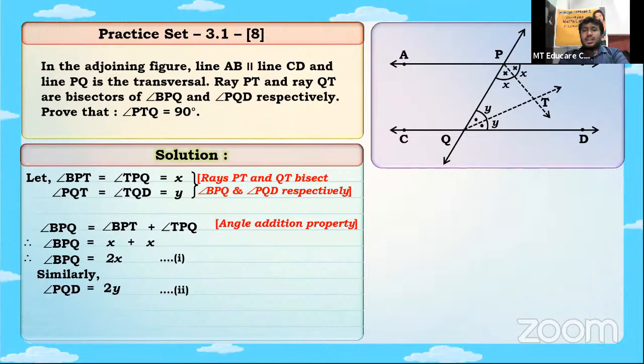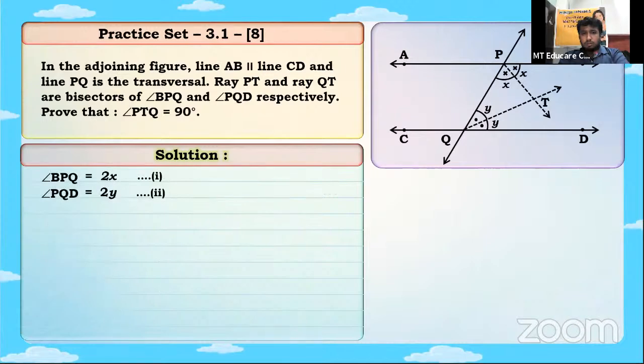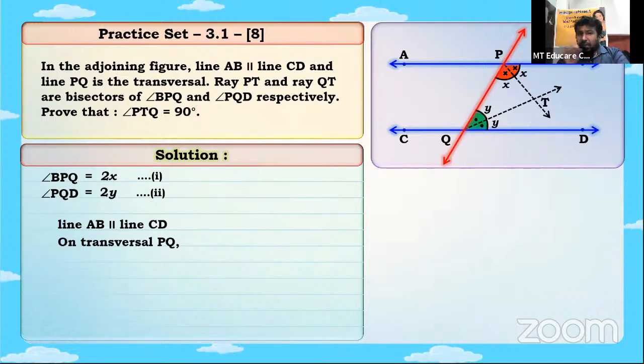Okay. Students, let's proceed further. Students, what do you know about AB and CD? They both are parallel, okay, and PQ is a transversal. Tell me students, angle BPQ, the angle with the red color, and angle PQD, the angle with the green color, which type of angles are these two? AB is parallel to CD and PQ is the transversal. So red and green are which type of angles?